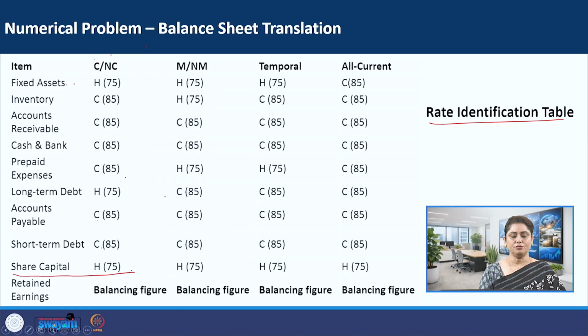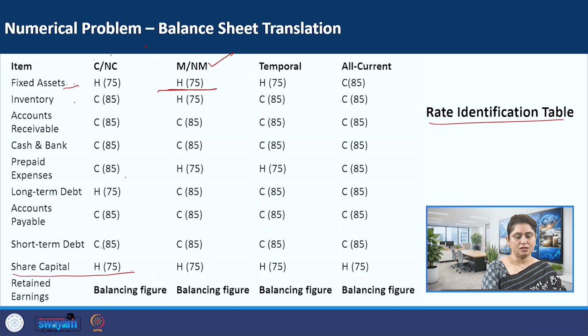Now, let us come to the monetary and non-monetary method. Monetary and non-monetary means: are we actually trying to pay or receive something? We have to see this with respect to the item under consideration. If we talk about fixed assets, we are not going to sell or purchase them right now, they are already there. So, they will use the historical rate.